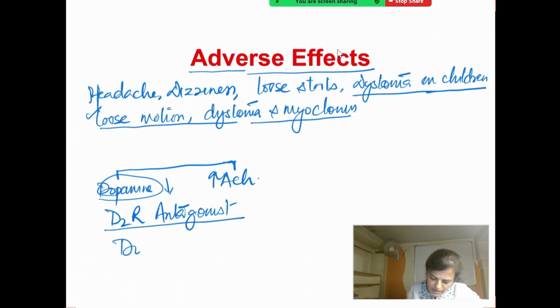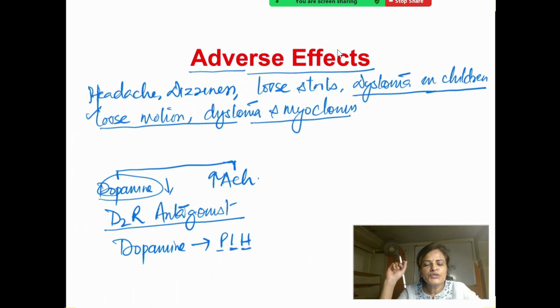Now what is dopamine? Dopamine, chemically, is a PIH. What does PIH stand for? PIH stands for prolactin inhibitory hormone. That means dopamine is going to inhibit the secretion of prolactin.